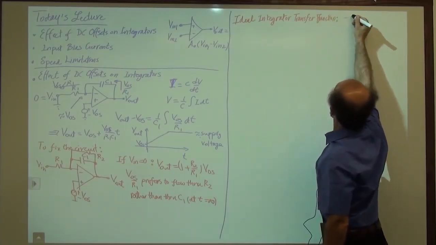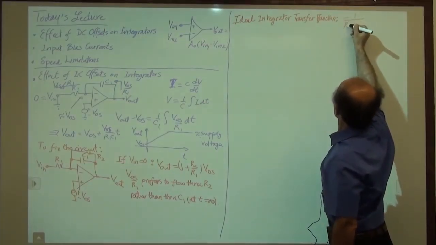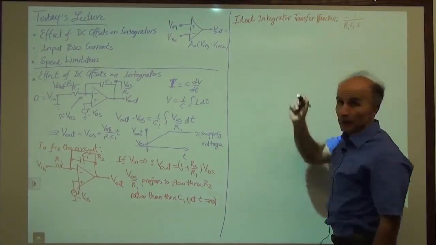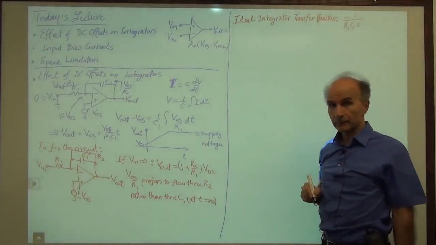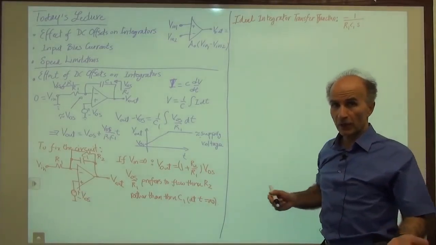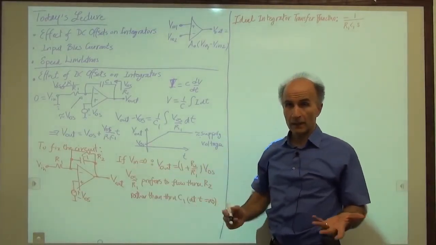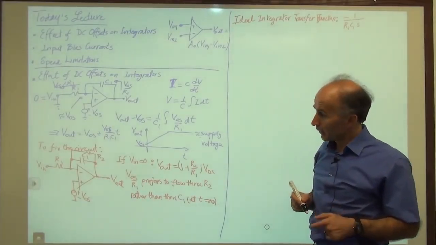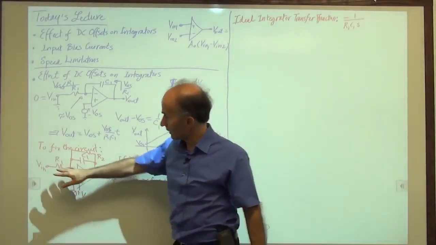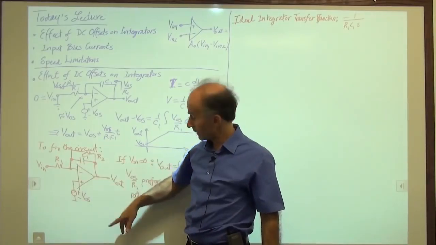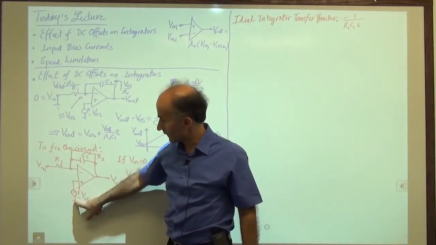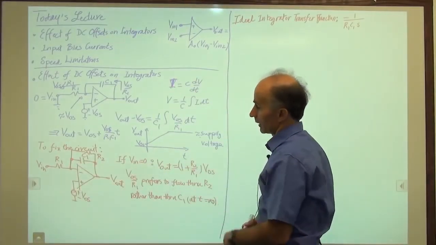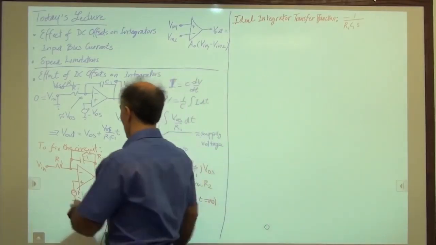So it was equal to minus 1 over R1 C1S. Right? That's what we found last time. So now we will find the transfer function of this new circuit and see how close it can be to that ideal transfer function. Now when we are trying to find the transfer functions, of course we're dealing with small signal analysis. This VOS is set to 0. So I need to find the transfer function of this circuit.